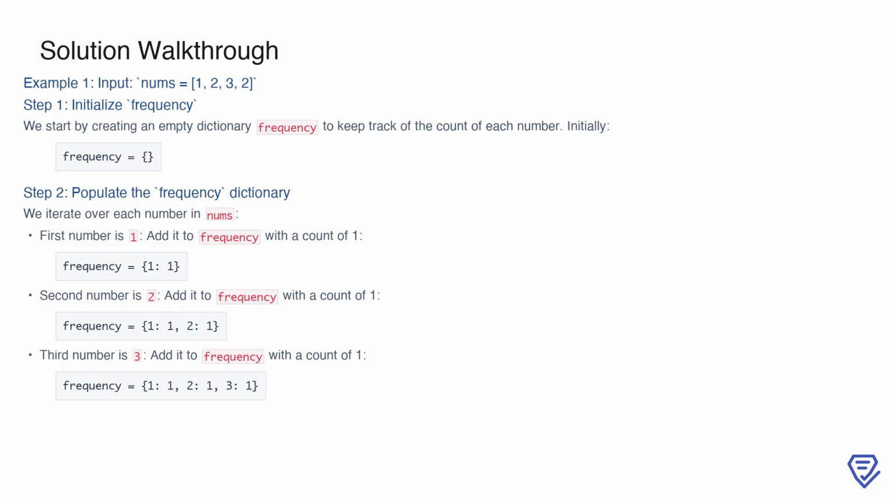Next, we iterate through the array and update the frequency dictionary. When we encounter the first number, 1, it gets added to frequency with a count of 1. Then, we see the second number, 2, and add it to the dictionary with a count of 1 as well. When we process the third number, 3, it is also added with a count of 1. At this stage, every number in the dictionary has a count of 1, meaning all numbers are unique so far.